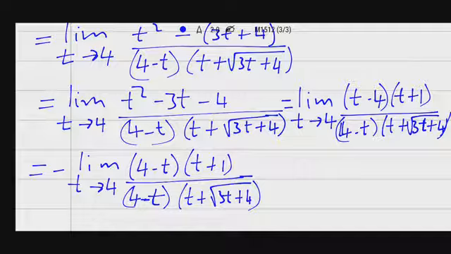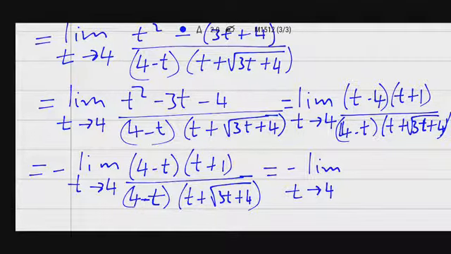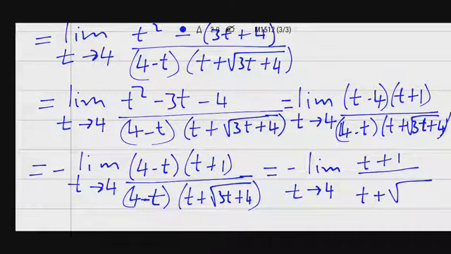The two terms can cancel now. They look identical. So now you have minus the limit as t goes to 4. The numerator you're left with t plus 1, and in the denominator you have t plus the square root of 3t plus 4. And you can see now you are ready to substitute.